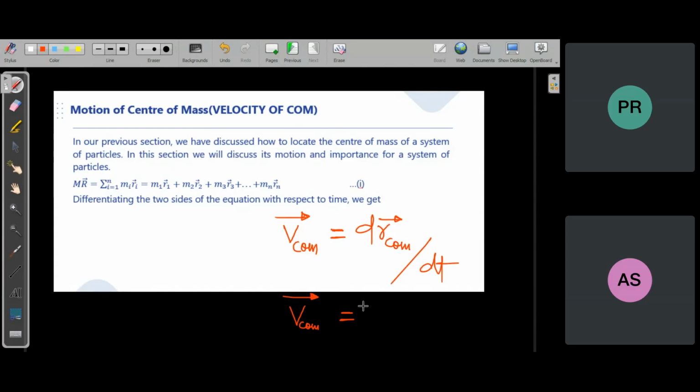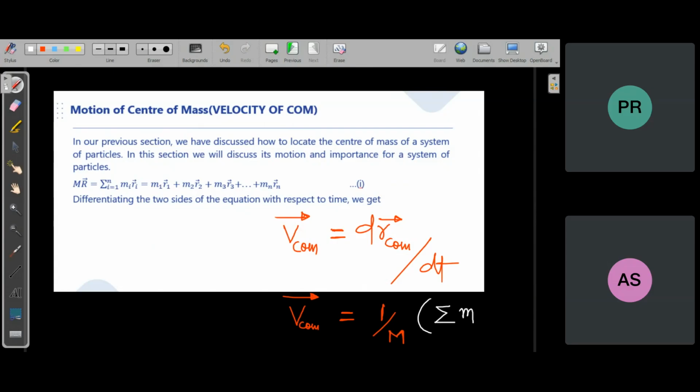now you will differentiate. m1 is constant, dr1 by dt will become v1. So then it will become m1 v1 vector plus m2 v2 vector, like that, upon total mass. Total mass is constant, so directly I am taking total mass outside. This is constant, I am taking it outside. And then the first term is m1 r1 vector. Its differentiation will become m1 v1. Second term differentiation, m2 v2.